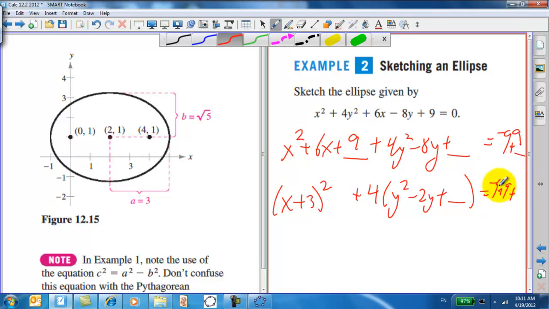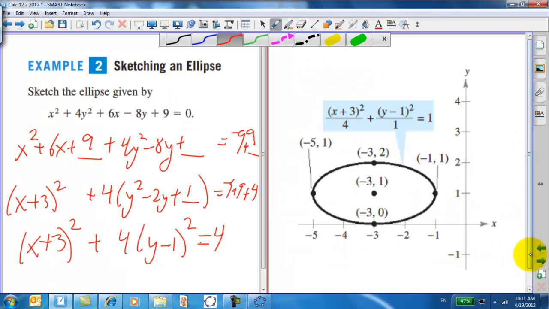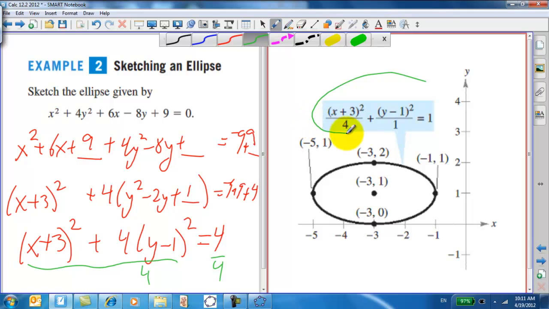And then realize that to complete this square, we complete it with a 1, but it's in a group that's being multiplied by 4, so we have to add a 4 to both sides. So you get (x plus 3) squared plus 4 times (y minus 1) squared equals 4. And we're almost in the standard form. To get in the standard form, we have to divide both sides by 4.